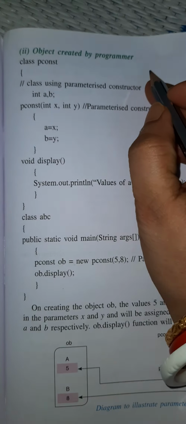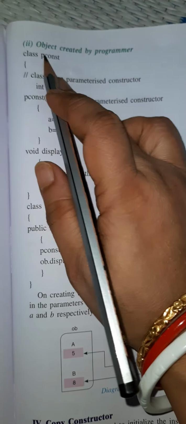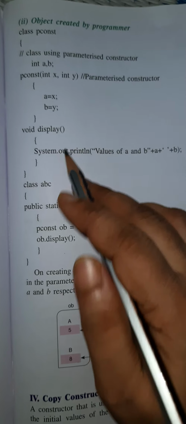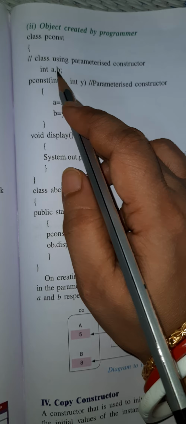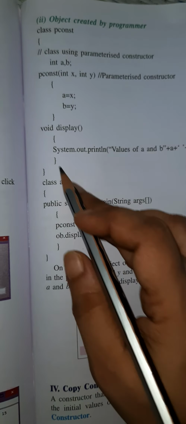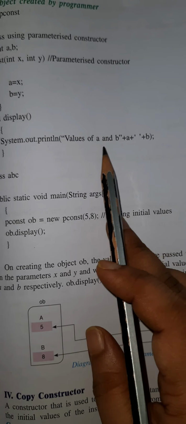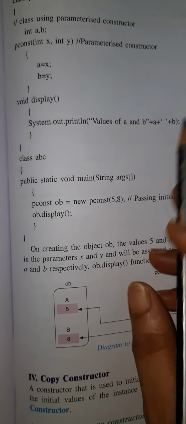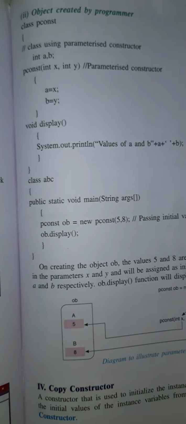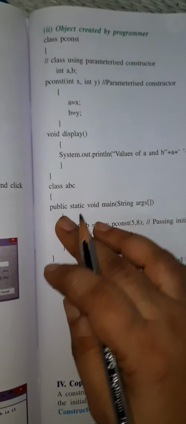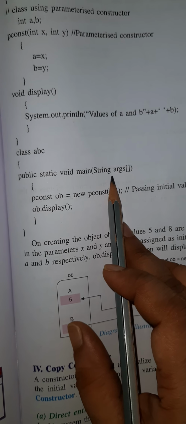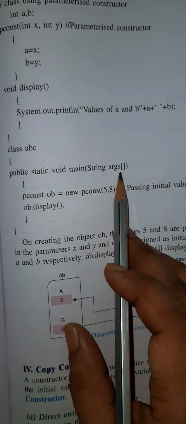But in the case of the programmer, the same thing: you see the class is there, the constructor has the same name as the class, and the instance variables are there. So a is equal to x, b is equal to y, and the display is there. So in the display method we are displaying a and b. And the class is made. So we can make another class, or in the same class also we can make a void static void main.